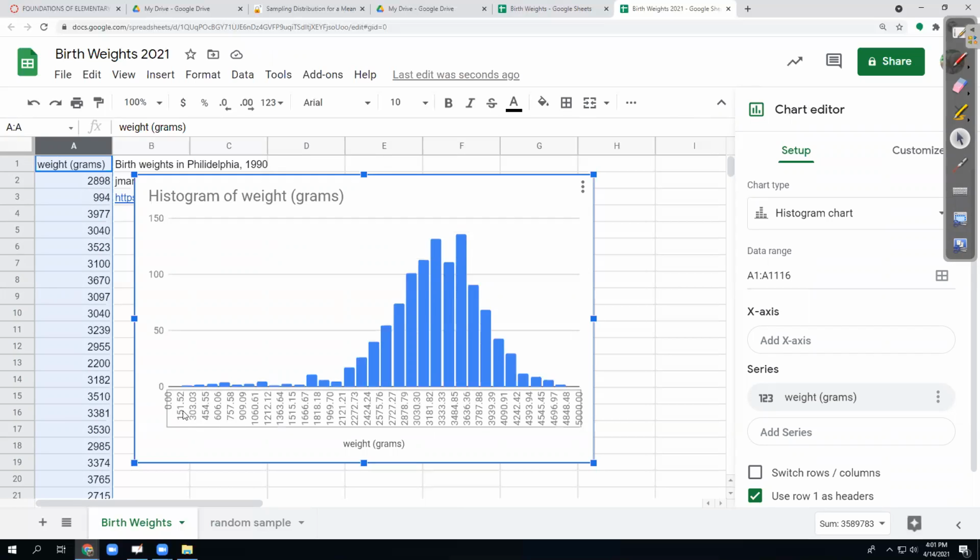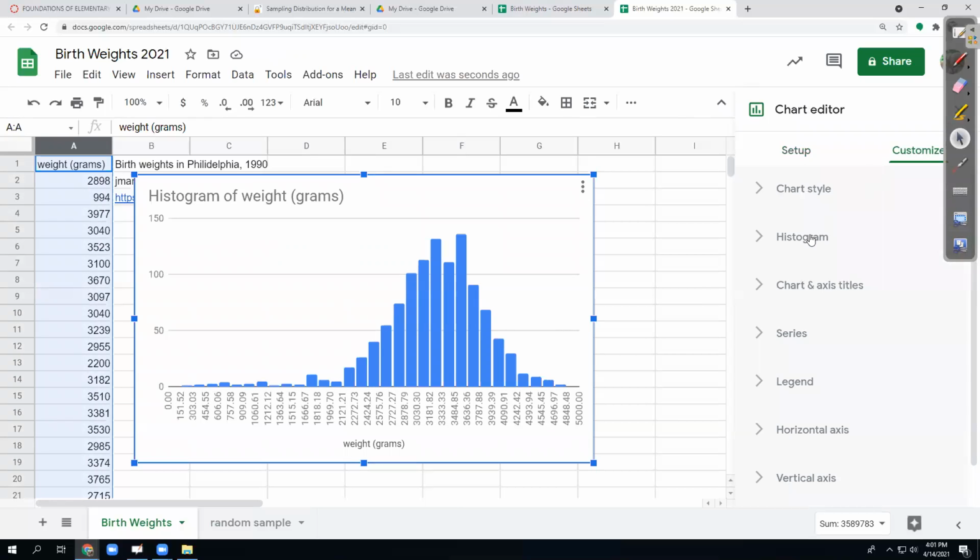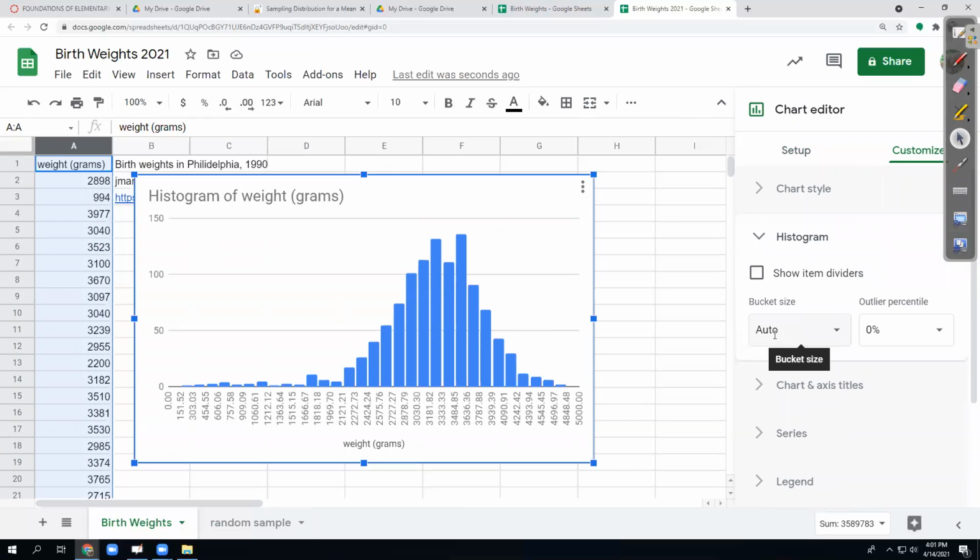Now Google picked some numbers, let's see, 151, 303, 454. I might clean those up a little bit. To clean up the numbers, customize histogram, and then instead of auto, if we like the number of columns here, we could just go with about 150, which is about what Google picked there.